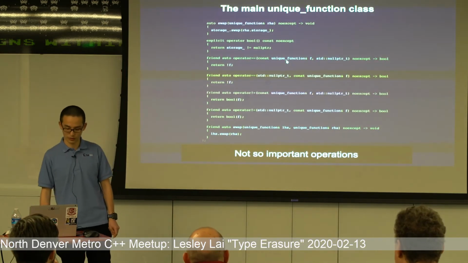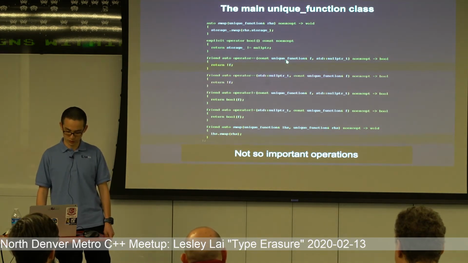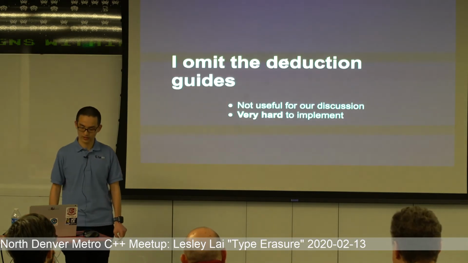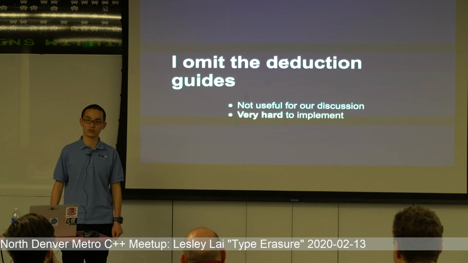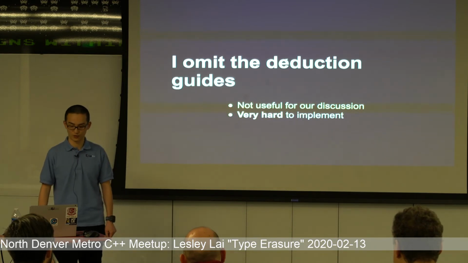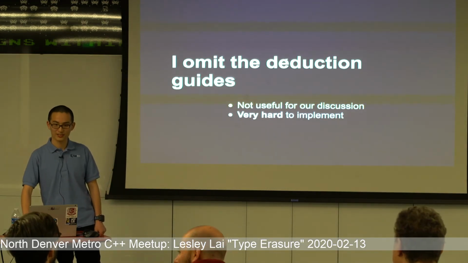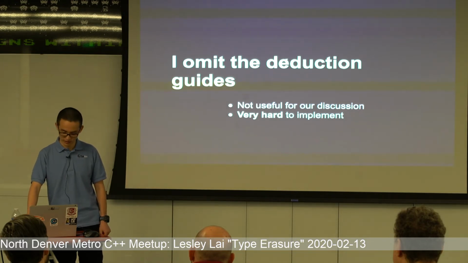Some not so important operations include swap, operator bool, and also a bunch of comparisons to nullptr. I omit the deduction guide because, one, it's not useful for our discussion. Two, there are two deduction guides for std function. The first one is really trivial. The second one means 100 lines of macros, so I don't want to put it on the slide, and I don't want to write it. Basically, I forgot the detail, but I remember the standard library probably missed some type traits I want, so I need to write it myself.